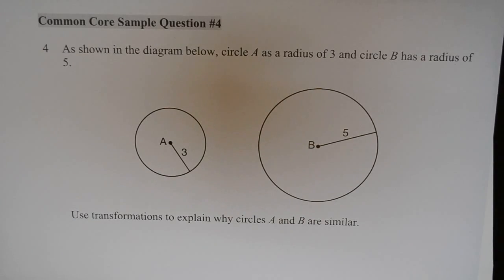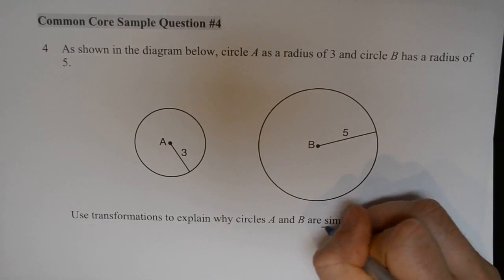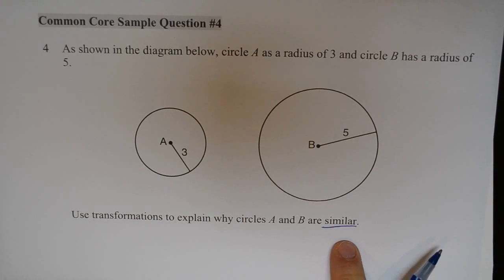So this question is asking us to take a look at a couple of circles. It says circle A has a radius of 3, circle B a radius of 5. Use transformations to explain why circles A and B are similar. Well, let's think about what similar means first of all. Similar fundamentally just means the same shape, but a different size, right?